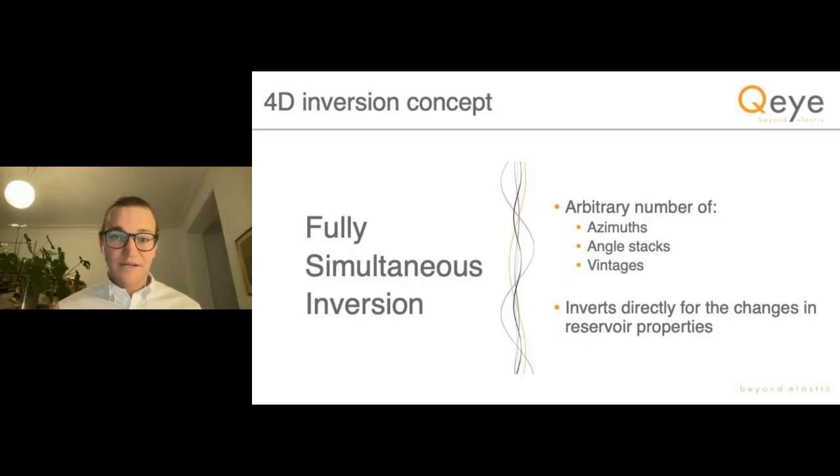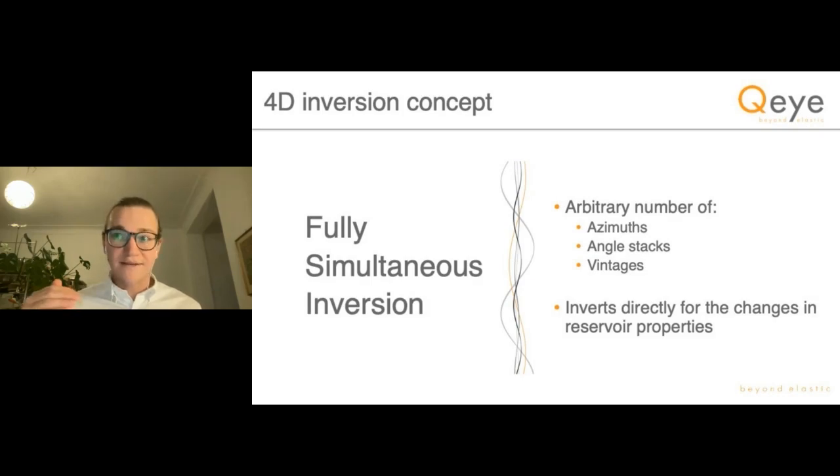And then in terms of the 4D-AVO inversion specifically, some buzzwords to mention with respect to the 4D-AVO inversion framework is that it is a fully simultaneous AVO inversion that directly inverts different vintages and different angle stacks of those vintages for changes in reservoir properties and the baseline properties.